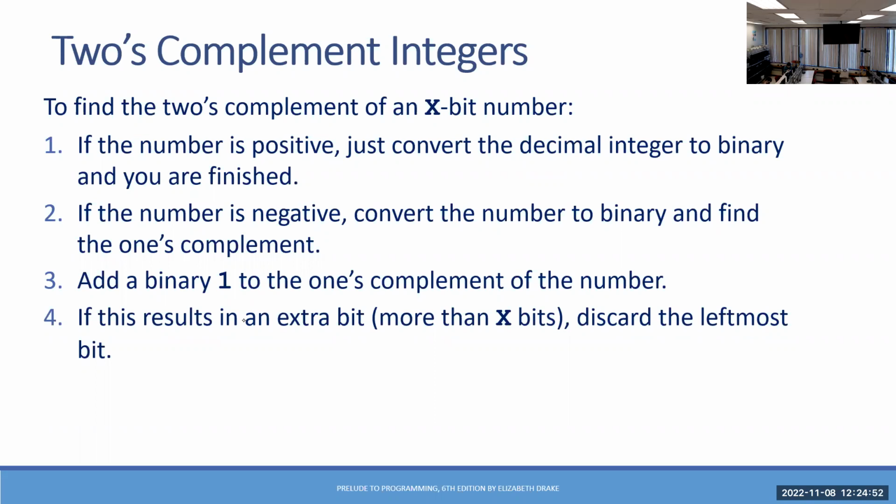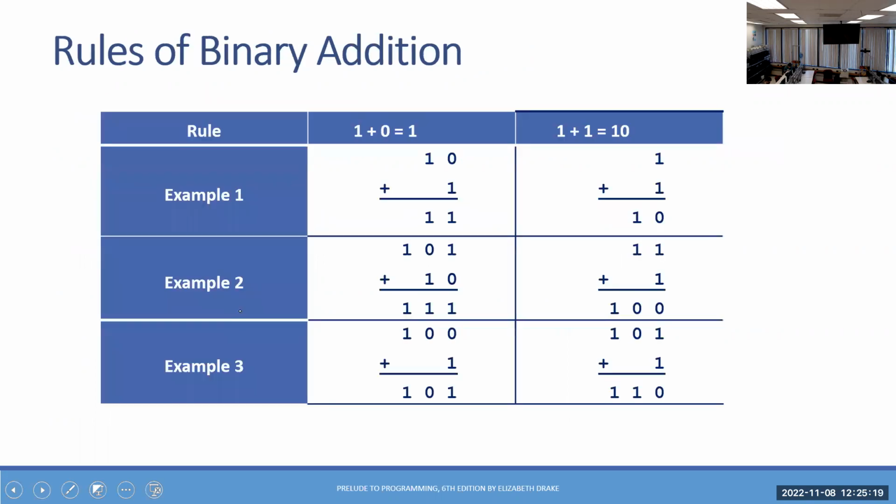The second step here: add a binary number 1 to the one's complement of the number. And if the result is more than x bits, you discard the leftmost bit. That is the process you can use to overcome the problem. There are two ways to represent number 0. I'll explain it later.